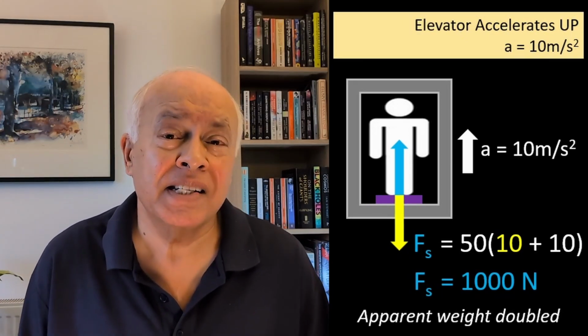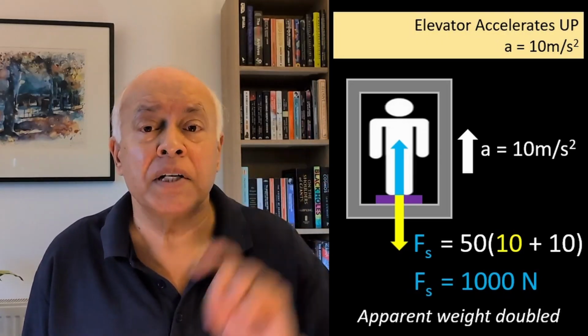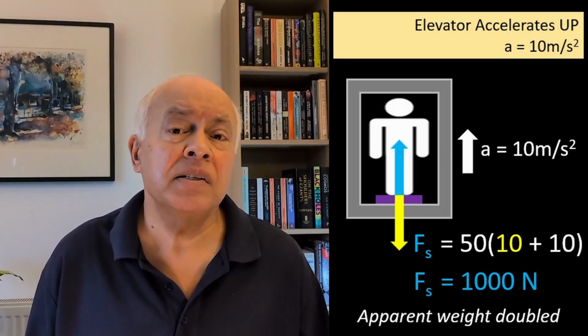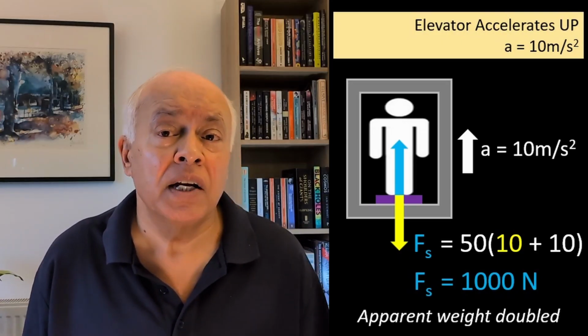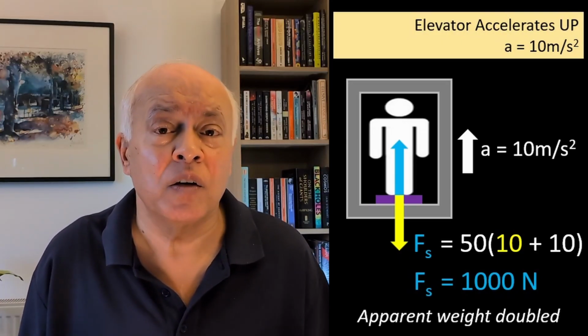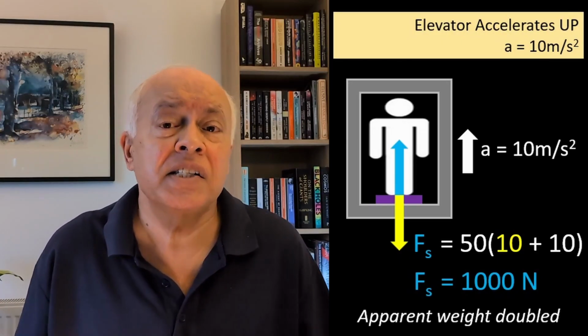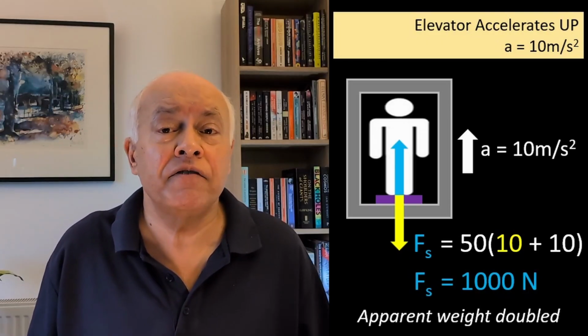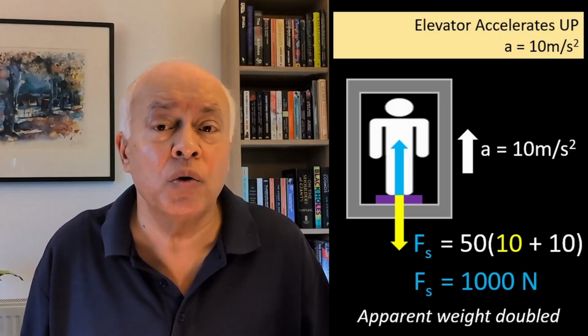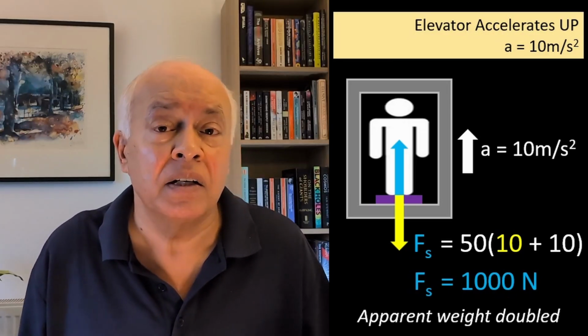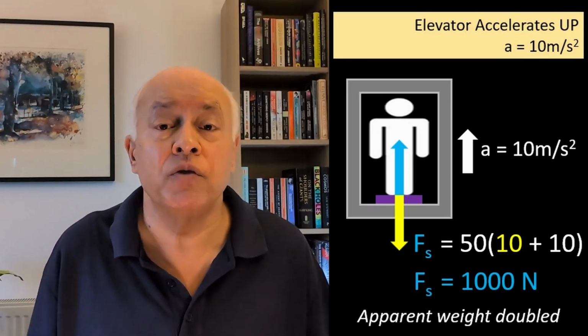If the elevator is accelerating upwards at 10 meters per second squared, then we can see that the apparent weight doubles to 1,000 newtons. And so the person does feel heavier while the acceleration is happening. This is the feeling we all get when the elevator first accelerates upwards. The extra force pushes us down towards the floor and we feel heavier.